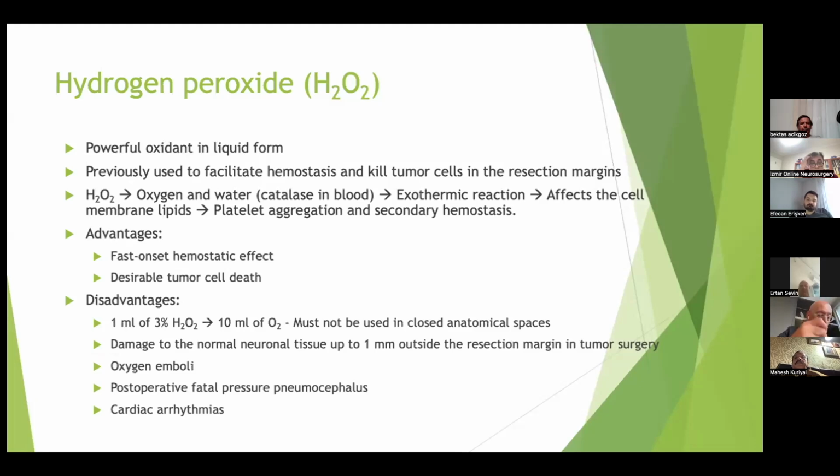The advantage was the fast onset hemostatic effect and desirable tumor cell death. But there are lots of disadvantages associated with the use of hydrogen peroxide, so it is not advisable to use it quite often. Essentially, 1 ml of 3% hydrogen peroxide will release 10 ml of oxygen. So it should not be used in closed anatomical spaces because it can lead to pressure-related mass effect. Damage to normal neuronal tissue can occur up to 1 millimeter outside the resection margin in tumor surgery. It can lead to oxygen emboli, fatal pressure pneumocephalus, and sometimes cardiac arrhythmias as well.